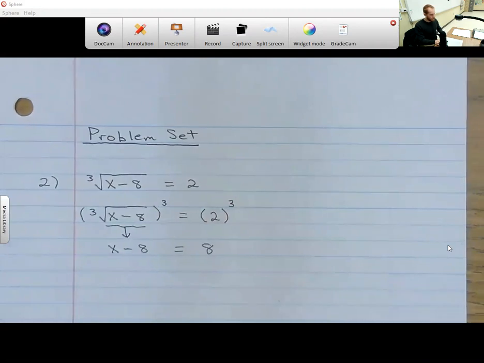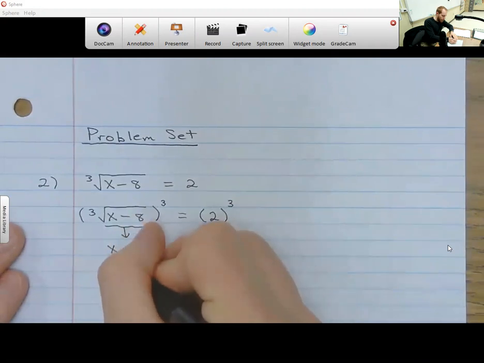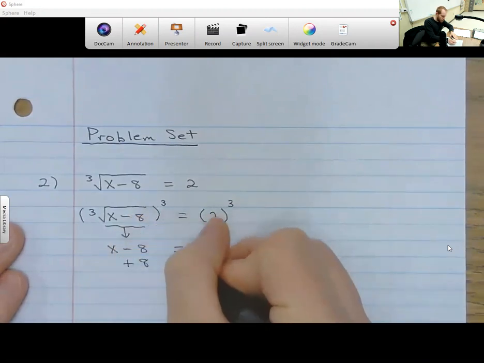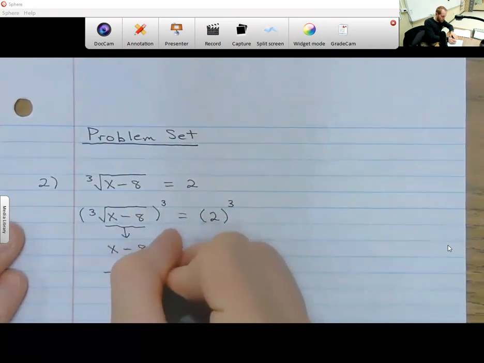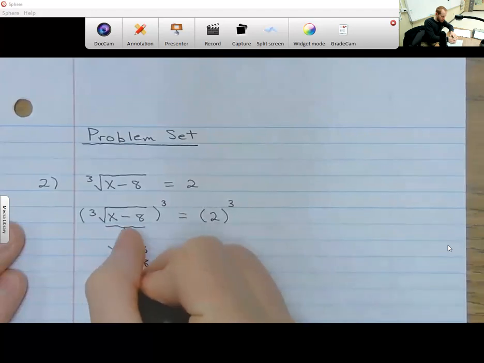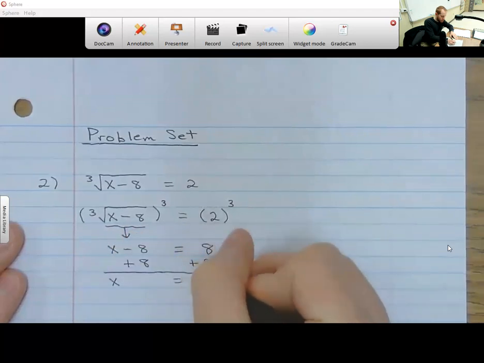All right, so I'm almost done. I just need to get x by itself now. And the way I'm going to do that is to get rid of a negative 8, you have to add 8 to both sides. So once I add 8 to both sides, can you see what my answer is going to be? It's going to be 16.